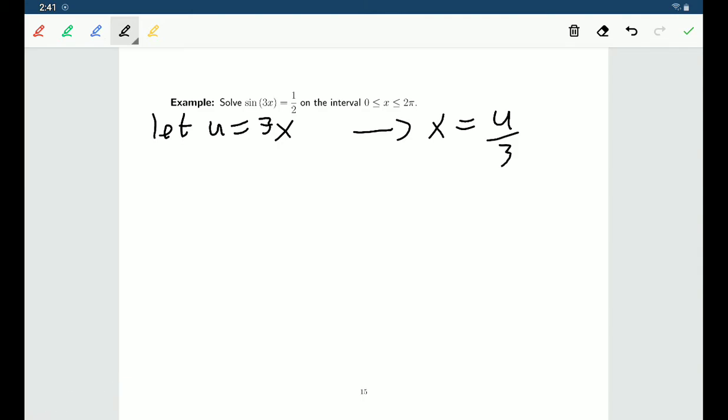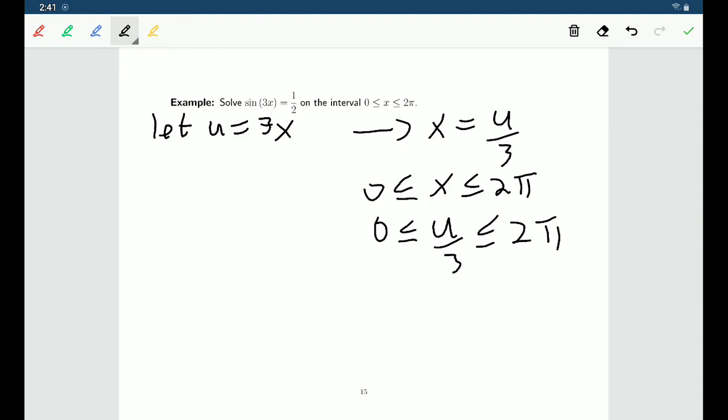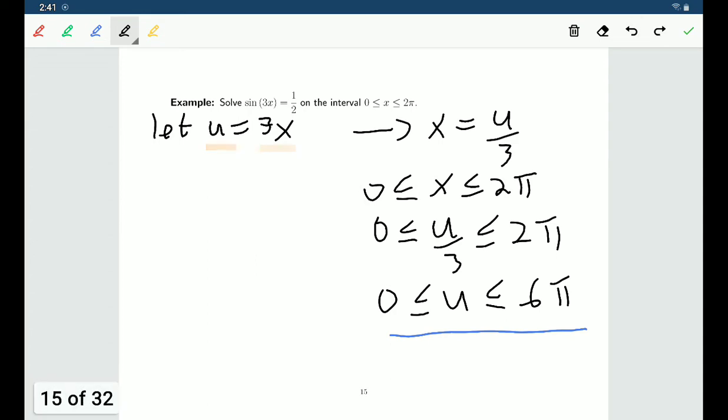So as far as the interval goes, 0 less than or equal to x less than or equal to 2 pi becomes 0 less than or equal to u over 3 less than or equal to 2 pi. So in other words, we're going to be solving over the interval from 0 to 6 pi. And the equation that we'll be solving, instead of sine of 3x equals 1/2, since we're replacing 3x with u, is sine of u equals 1/2 on that interval from 0 to 6 pi.